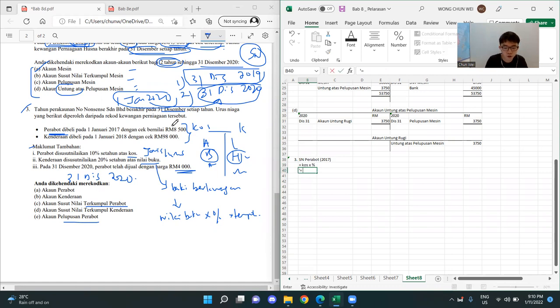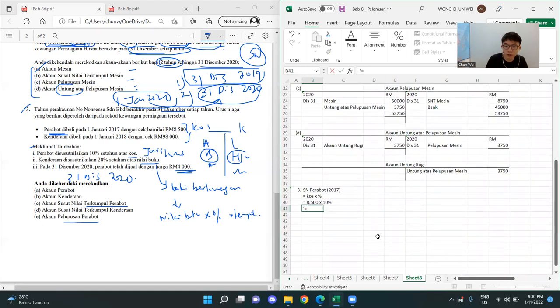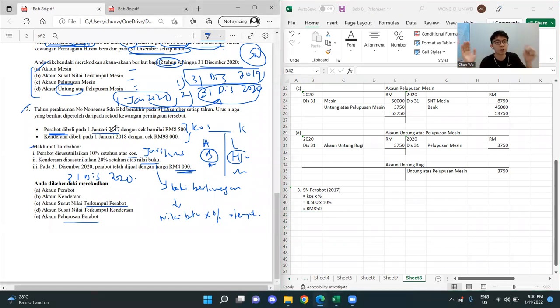It's the same thing. Yeah, so here the cost is 8,500. Correct not? For susut nilai perabot, 8,500 times 10%, you get 850. That's for 2017 because kita bermula 1st January. So 1st January sampai 31st December is 12 months. Therefore, you don't have to times something over 12.